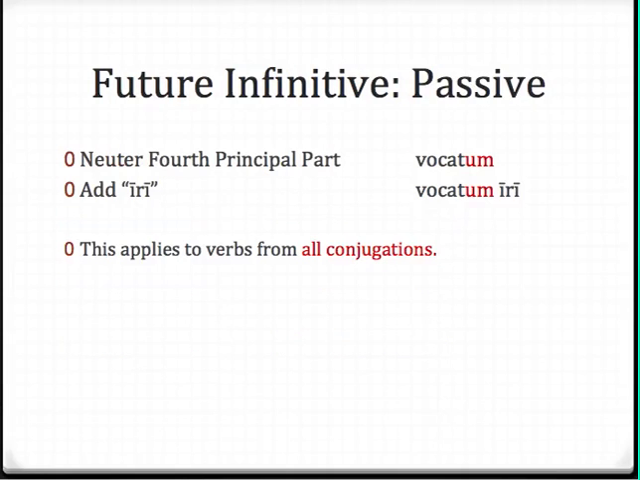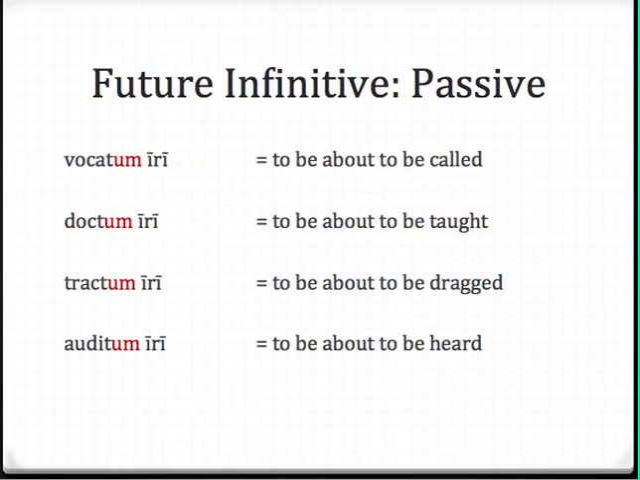The future passive infinitive is formed by taking the neuter form of the fourth principal part, the ending -um, and adding iri. This also applies to verbs from all conjugations. Vocatum iri, happening both in future time and in the passive voice, would be translated to be about to be called. Doctum iri, to be about to be taught, tractum iri, to be about to be dragged, and auditum iri, to be about to be heard. The future passive infinitive is a form rarely found in Latin literature.